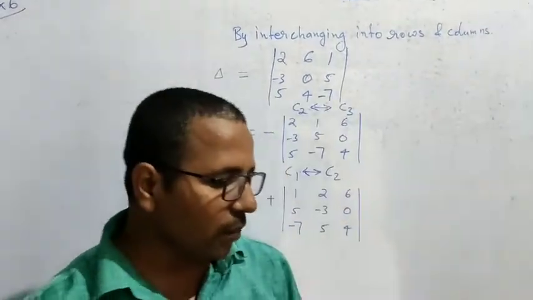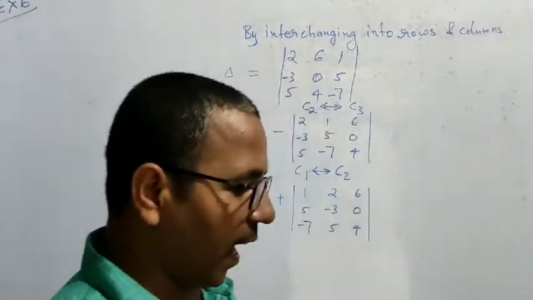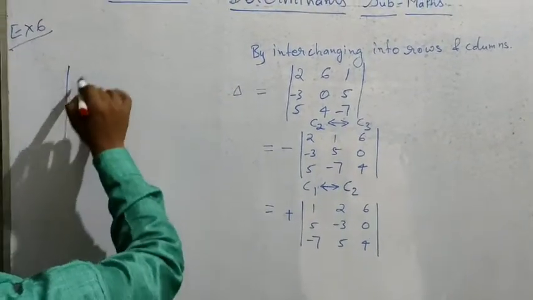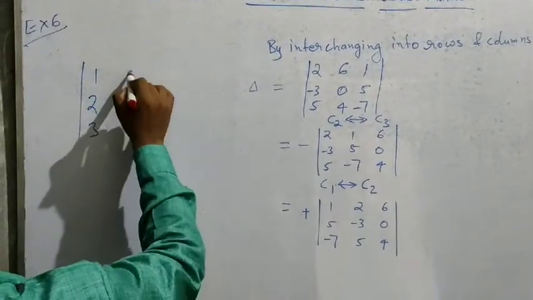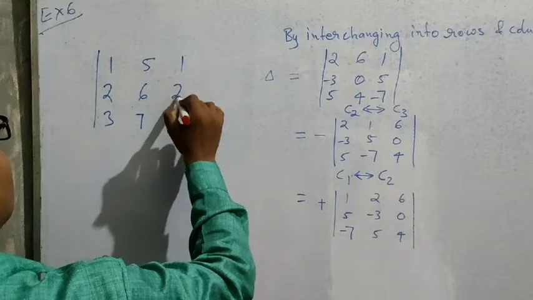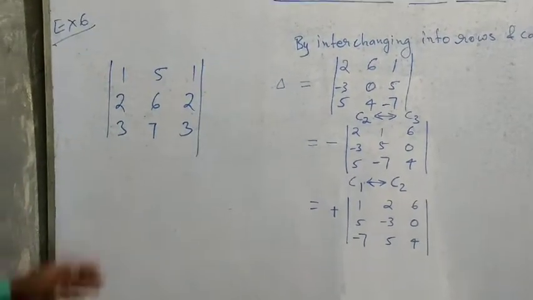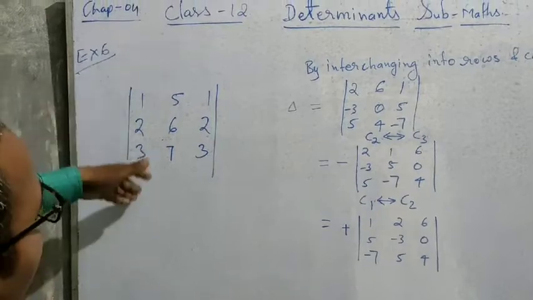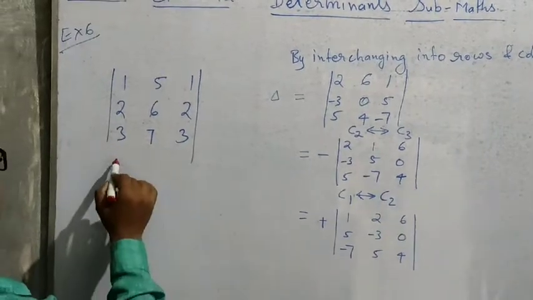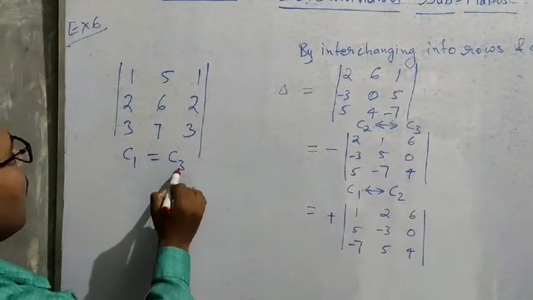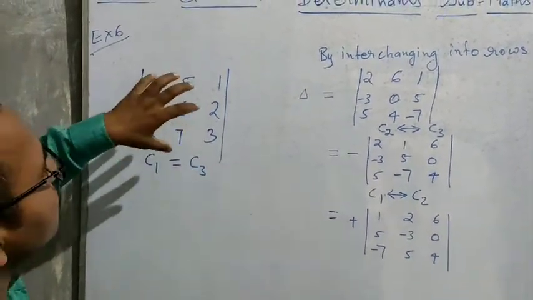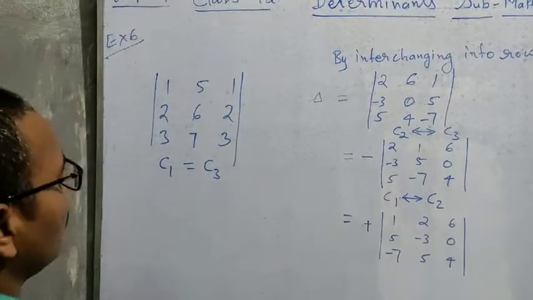If any two rows or columns of the determinant are identical, then the value of the determinant is 0. Suppose we have a determinant with first row 1 2 3, second row 5 6 7, and the next row 1 2 3. If any two rows or any two columns are equal, the value becomes 0. That means column 1 is equal to column third. So column 1 and column third are identical, and the whole value of this determinant will be equal to 0.